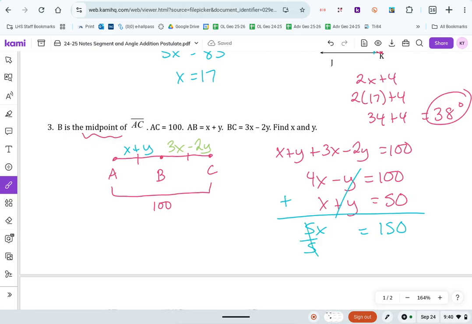Divide by 5 on both sides. So x is 30. And once we have one variable, to get the other one, we can just plug it in. So we'll just go back to any one of our original equations. I'm going to do the x plus y equals 50 because that seems simplest. Plug in a 30 for x, so 30 plus y equals 50. So y is 20.